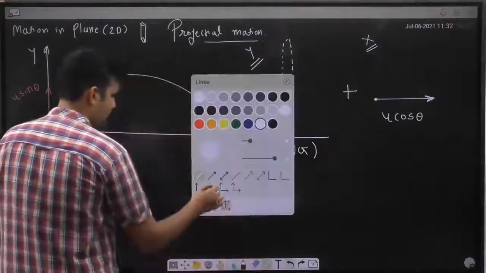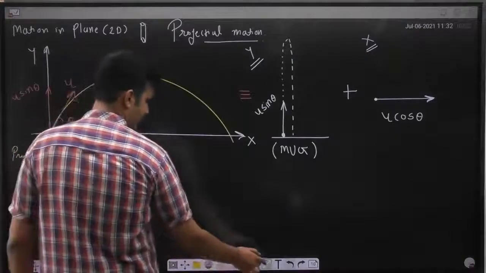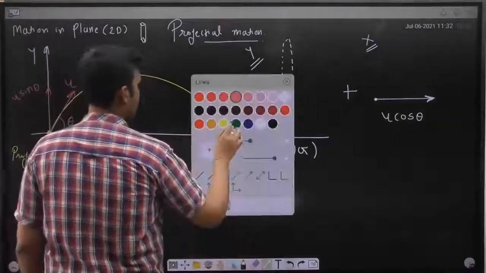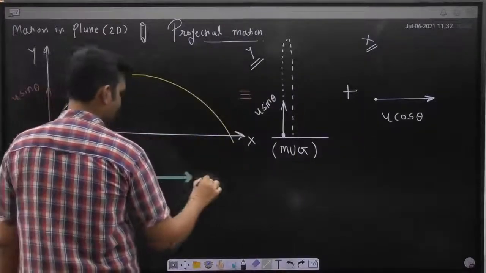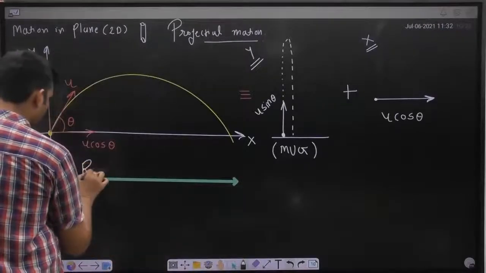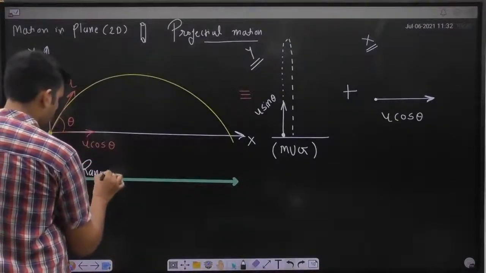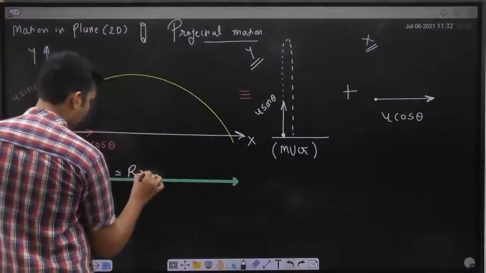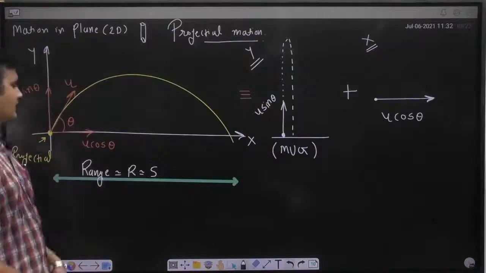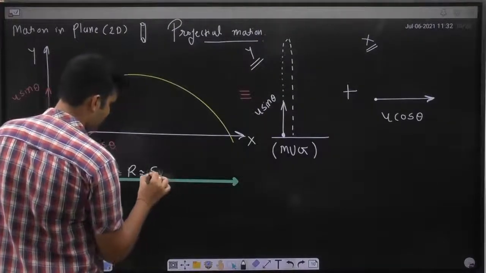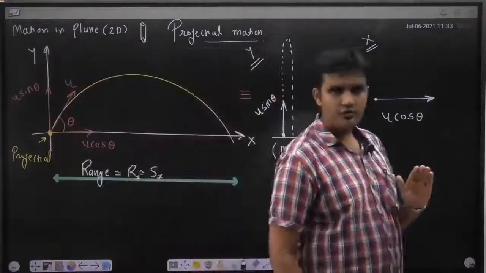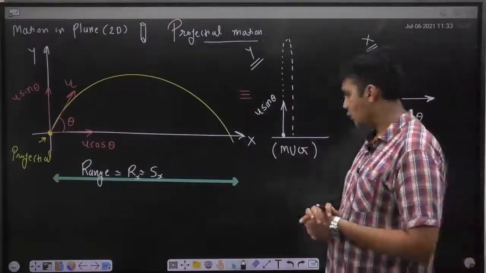Okay, and this much segment is known as the range of your projectile, generally denoted with R or S, depends on the book. That is in x, I mean x much range obviously. So these are some basic things that we should keep in our mind, okay.